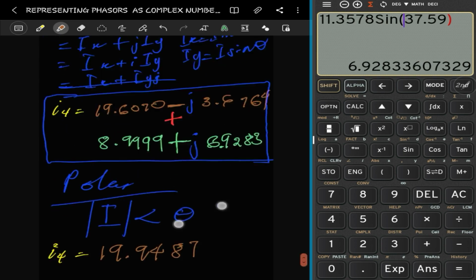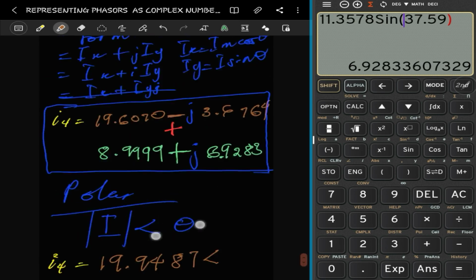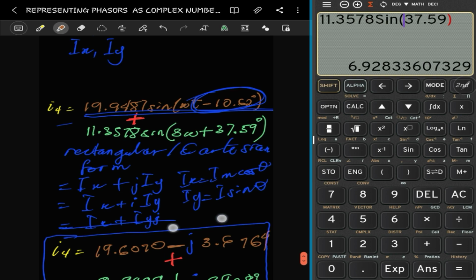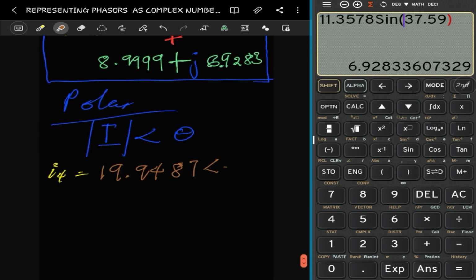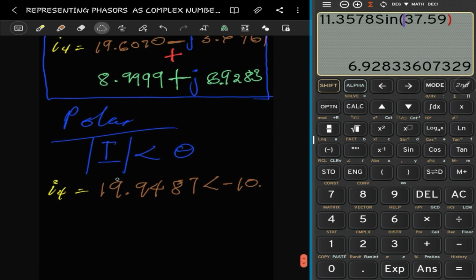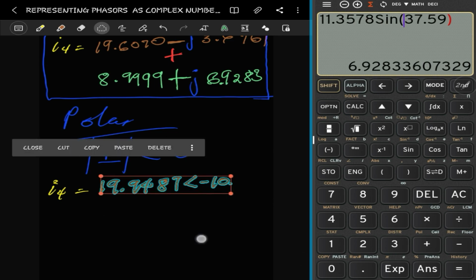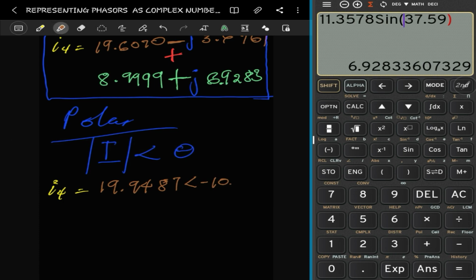19.9487, right? And what do we have? We just do it this way, and then write a phase angle, which is negative, right? So negative 10.662, yeah, so that's it. Negative 10.62. So that's how we write that first part in polar form, right? And then these forms are interchangeable. We can write from one form to the other. It's just a matter of representation of what is required.